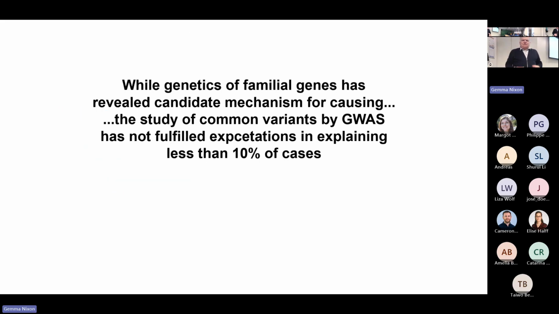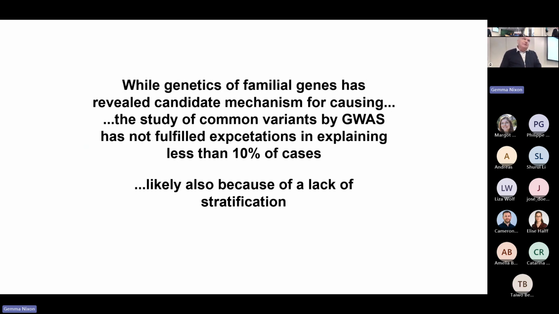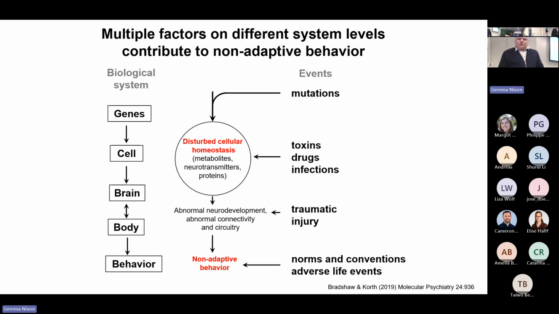While the genetics of familial genes has revealed candidate mechanisms, the study of common variants has not fulfilled all the expectations originally given, and explains at this point less than 10% of all cases. This is also probably likely due to lack of stratification, meaning that you pool all those heterogeneous underpinnings into one clinical diagnosis.